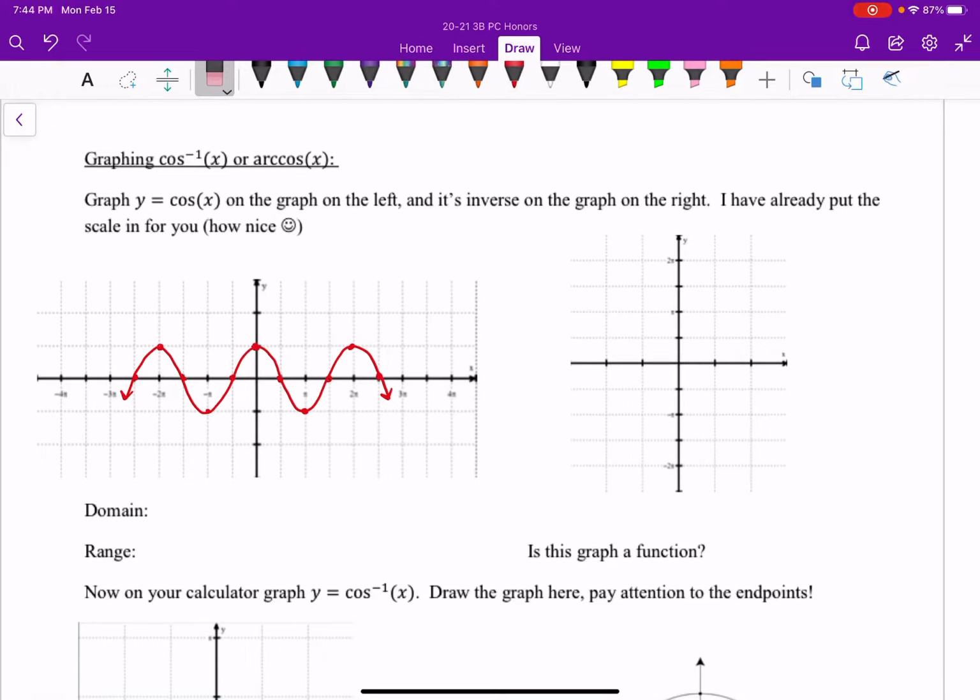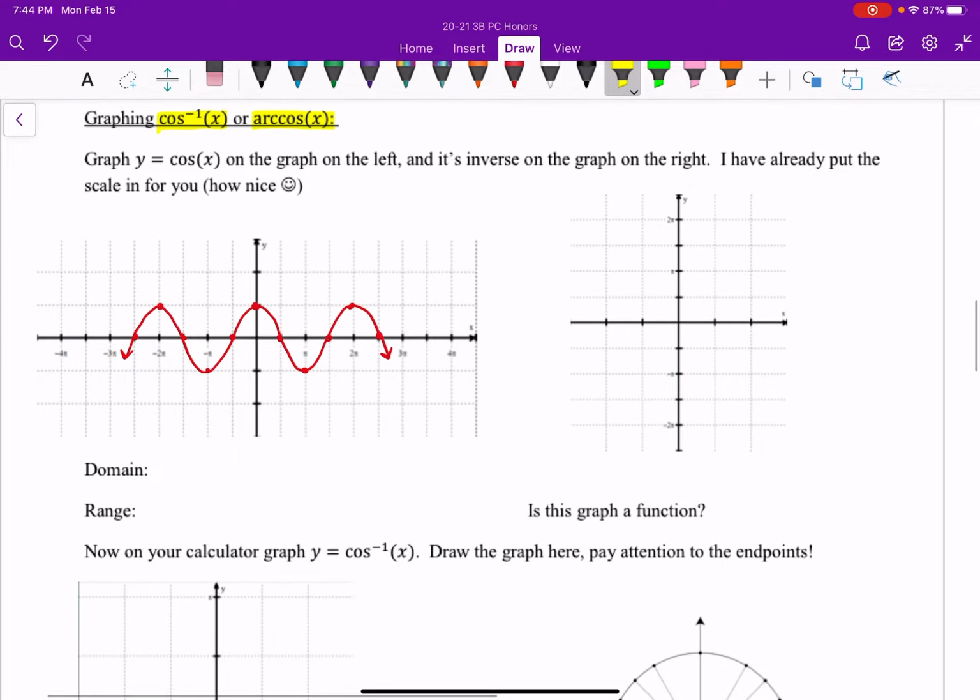All right, so I'm going to show us here graphing the inverse cosine, or arc cosine is another way to write it. Two different notations. I'm going to start off the same way I did in my last video with inverse sine. So I already have the cosine graphed here. This is just regular y equals cosine x. And I'm going to graph the inverse.